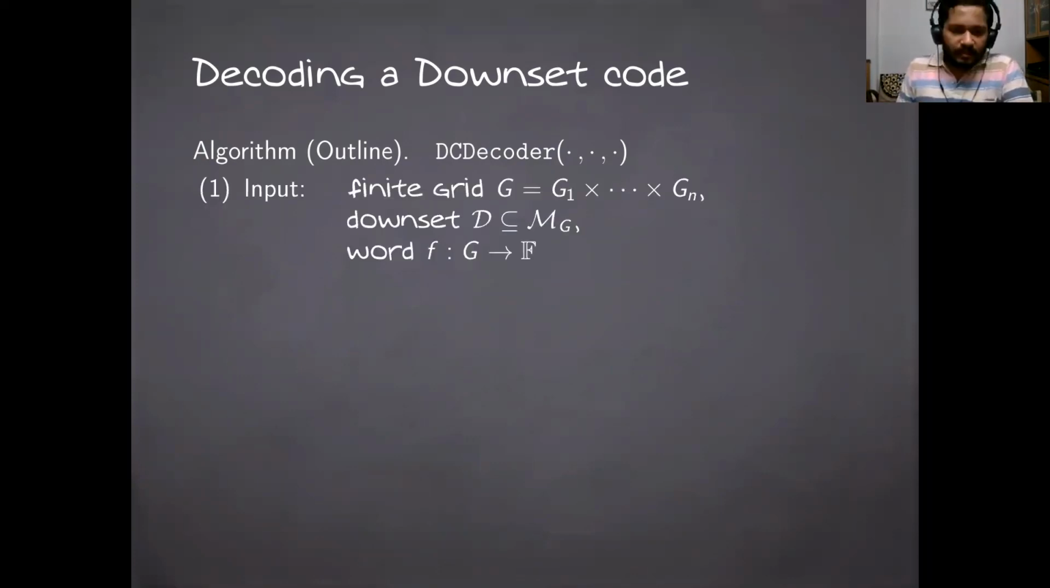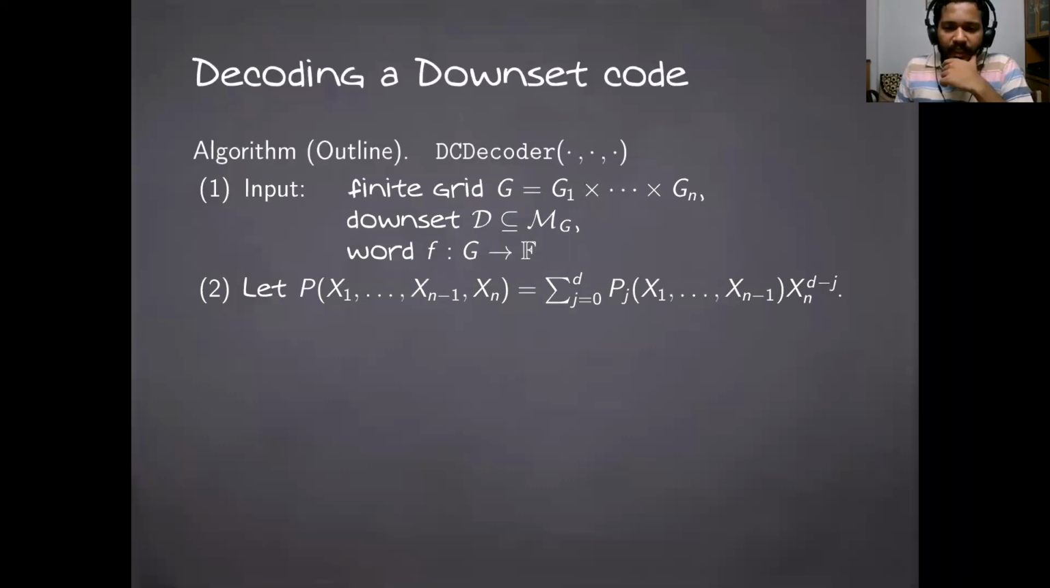The input to this algorithm, I'm calling it the downset decoder, is a finite grid, a downset, and a received word. Now we are working with polynomials. We know that the functions have unique representations from the span of the downset that we have chosen. So assume that the code word that we're looking for is P. Decoding essentially amounts to determining the coefficients of this polynomial. We use an inductive approach on the number of variables. You can separate out the last variable and write it as a polynomial in xn, where the coefficients are now polynomials in the first n minus 1 variables, x1 to xn minus 1.